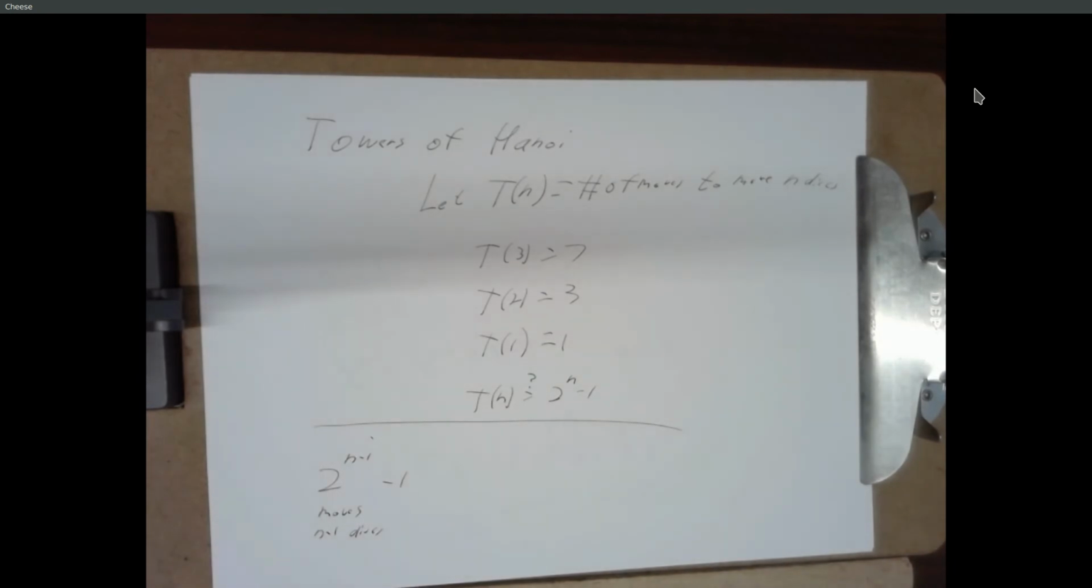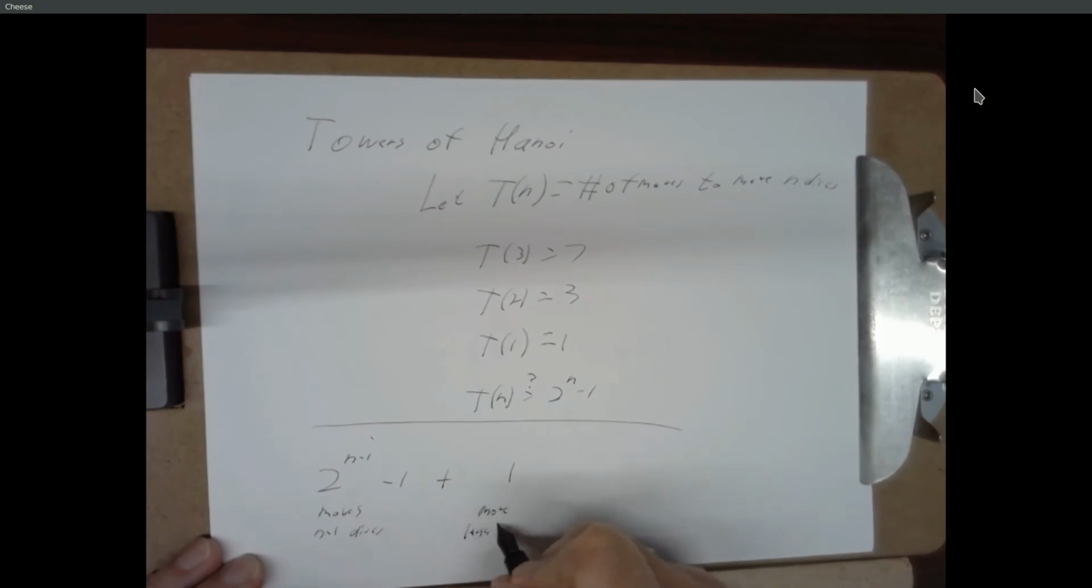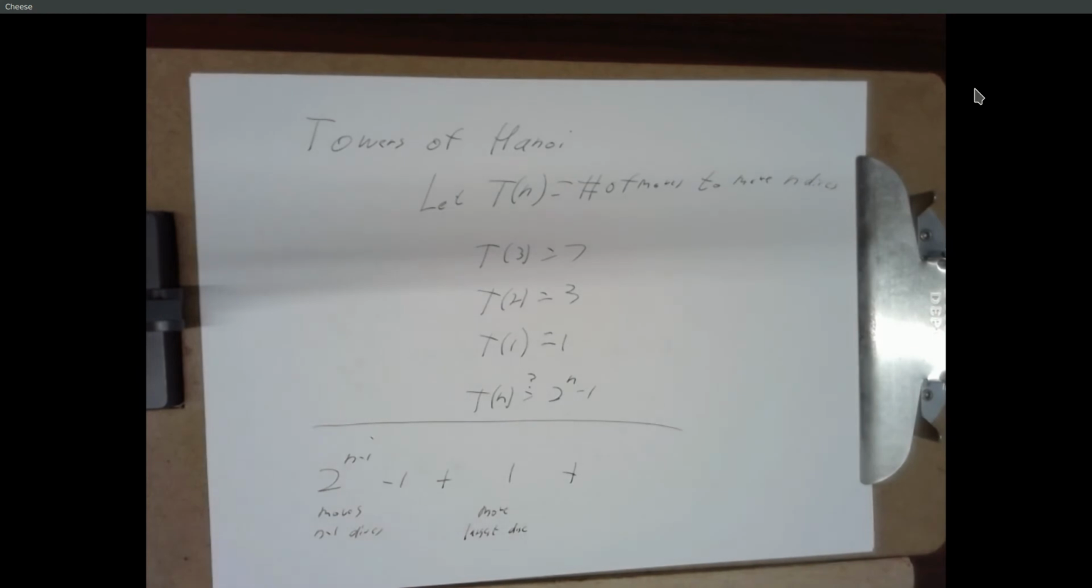Now I need to move the biggest disk onto the destination pole. So that takes 1. Move largest disk. And then I have to move the same n minus 1 disks onto that pole. This is the part where I would like to embarrass myself. I'm going to try this blind.